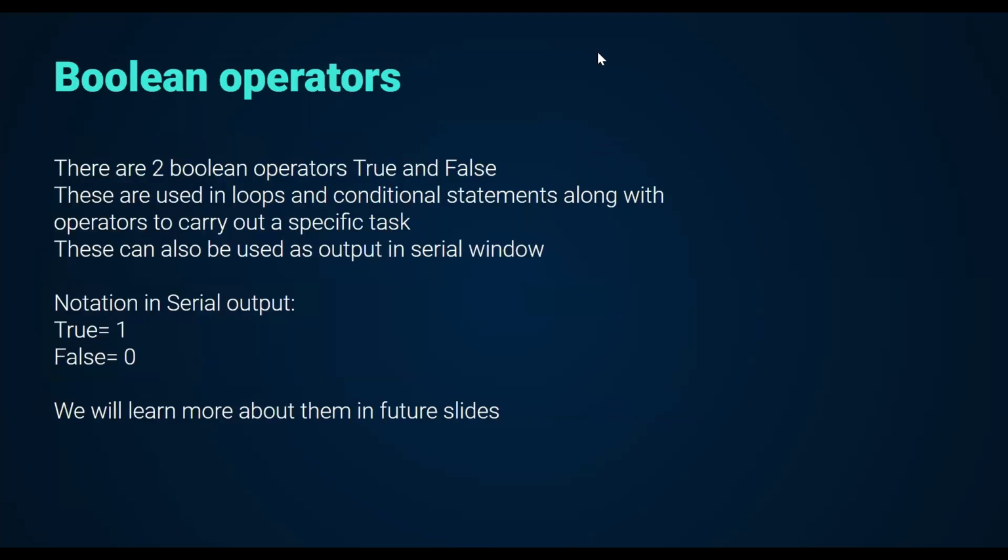Okay, so Boolean operators, nothing much to say about this. These are either true or false. In serial output, we'll find the value of true as 1 and false as 0. You don't have to worry much about this till now. You can use the output to manipulate a code and to find out if any form of statement is true.